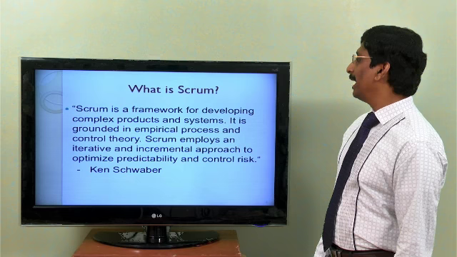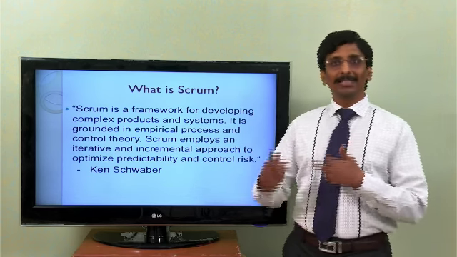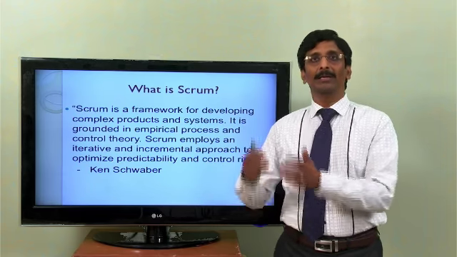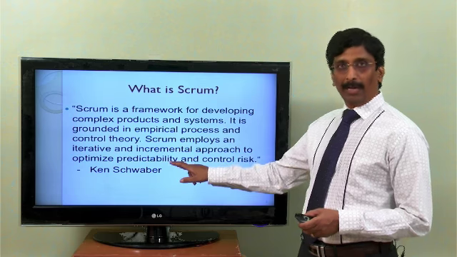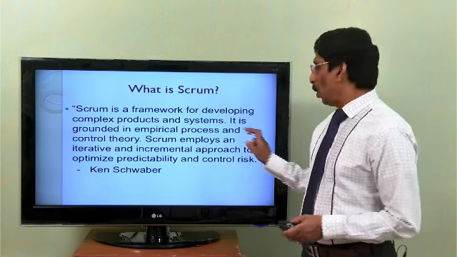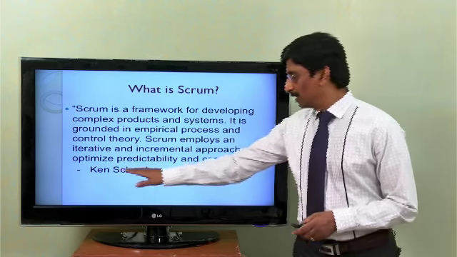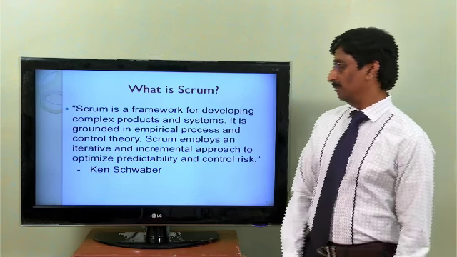It is grounded in empirical process and control theory. Empirical process means inspect and adapt. Do something, check, adapt, then do something better, inspect, adapt. That is primarily the empirical process theory. Scrum employs an iterative and incremental approach to optimize predictability. That is primarily the most important phrase: to optimize predictability and control risk. This definition is given by Ken Schwaber, who is one of the founders of the Scrum methodology.